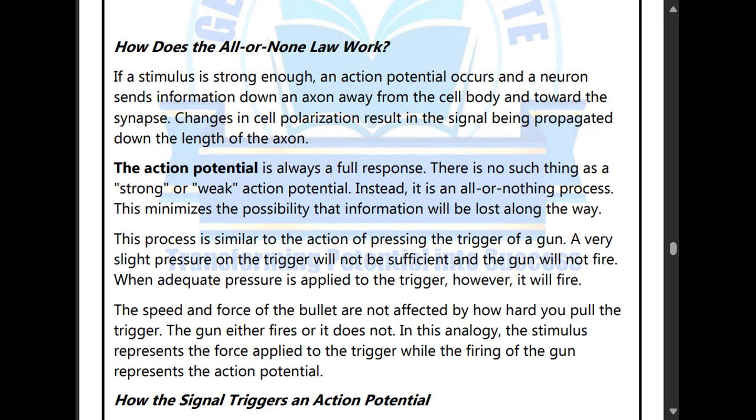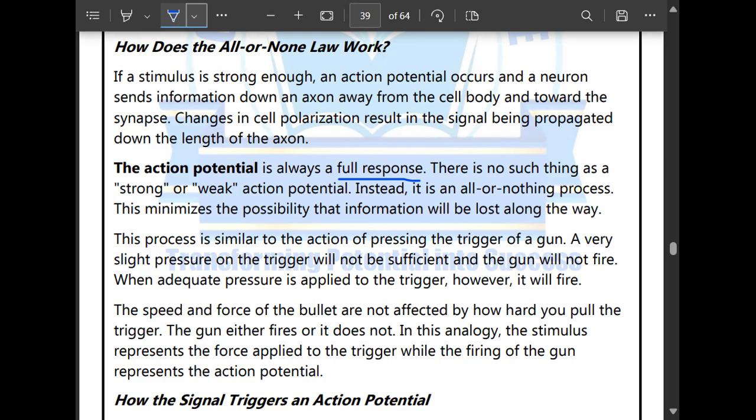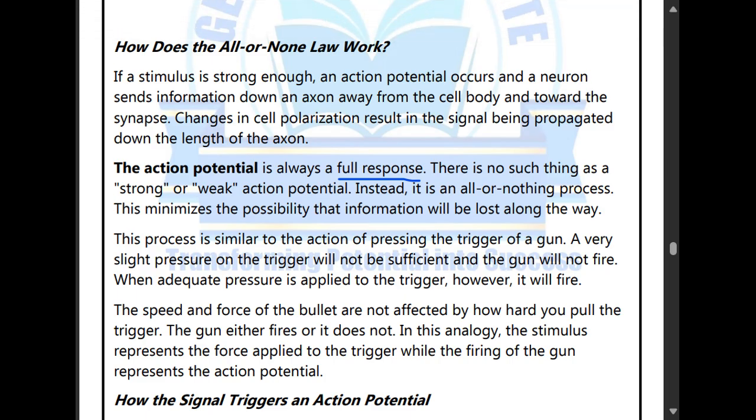Now, since you've been asked to explain how the action potential is linked to the all or none law, this is because an action potential will always be a full response. An action potential will always be a full response. What do we mean? There won't be such a thing as a strong or weak action potential. Okay, very important. You won't have a strong or weak action potential at any point. Instead, it is an all or none process. It happens or it does not happen.